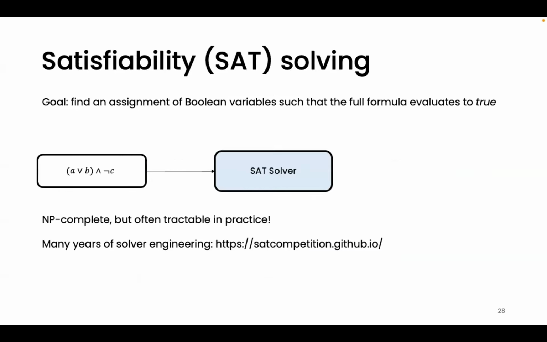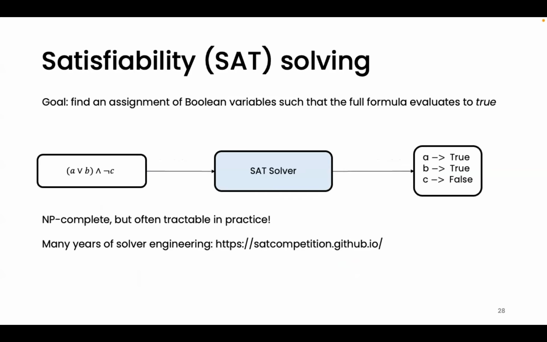So many of you may be familiar with SAT solving. Basically, the SAT problem is that we have some formula that we're interested in, like this one that's A or B and not C, and we pass it to a SAT solver, and the SAT solver provides us with a satisfying assignment, which is just a setting of all the variables so that it evaluates to true. So like in this case, we could potentially set A and B to true and C to false, and the entire formula will evaluate to true.